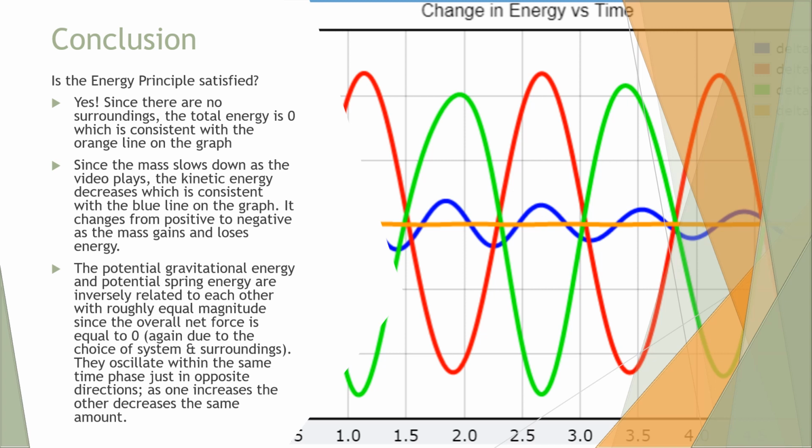The potential gravitational energy and potential energy of the spring are inversely related to each other with roughly equal magnitudes, since the overall net force is again equal to zero. They oscillate within the same time phase, just in opposite directions. As one increases, the other decreases the same amount.